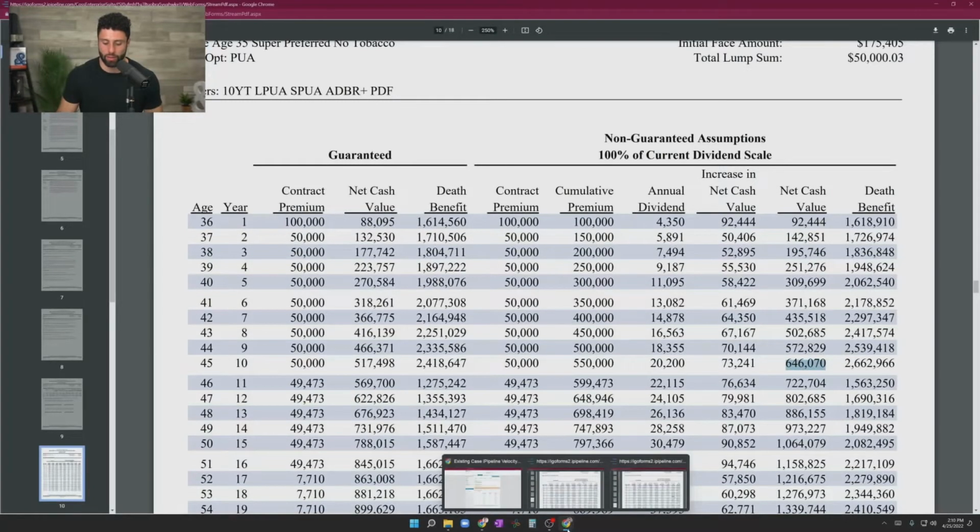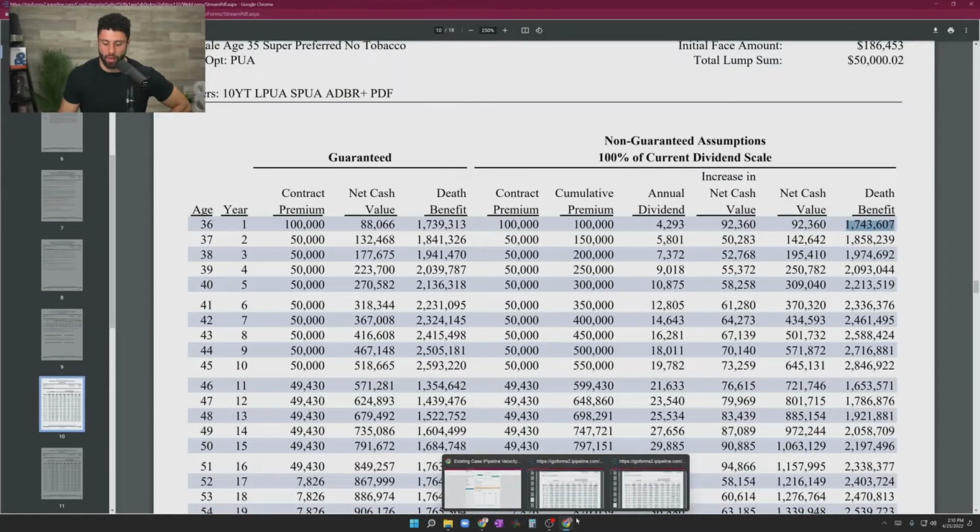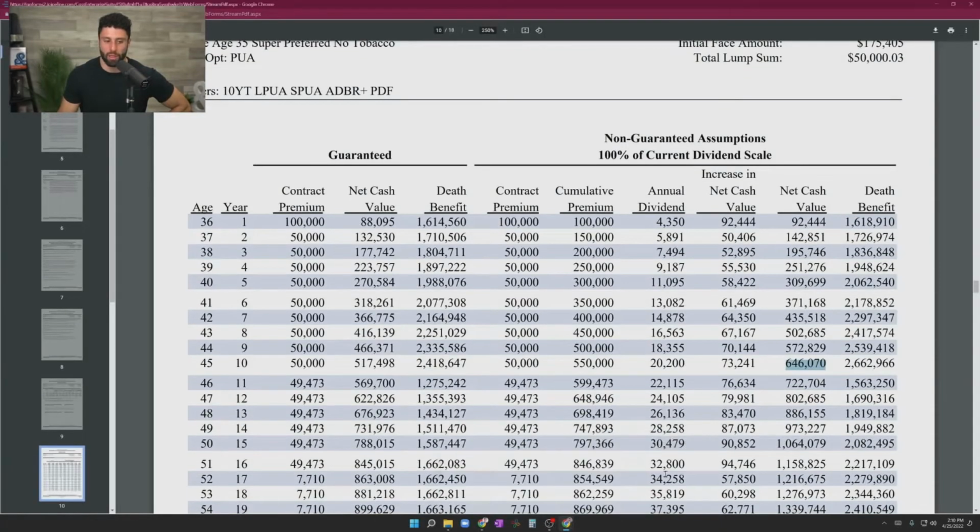And then when we're coming into the standard of female, it's going to be 645. So when we're looking at it, it's literally identical based off of a couple different thousands here and there, or hundreds earlier on and thousands with year 10. We're looking at death benefit, 1,743,000 for the female. And for the male, it's 1,618,910.